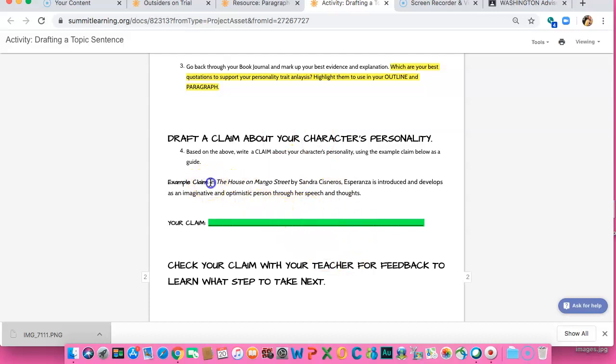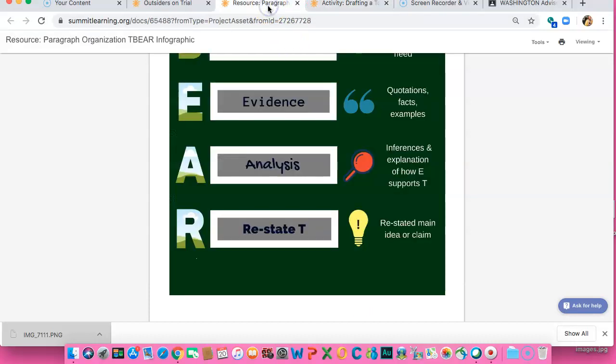So if you use this as an example, what would be your claim? Take some time to think about that. And once you get that together, I will also, of course, use this as a help to you. I would love to see, in The Outsiders, the main character and how they're introduced and what they develop as. Give me 2 things and where you see those 2 things through. So that would be your claim. We're going to use that as our topic sentence. Then once you get this locked down, you're able to draft the rest of your paragraph outline, okay?